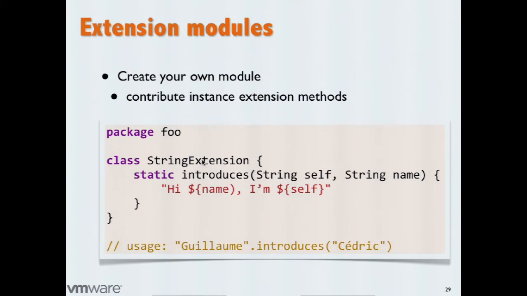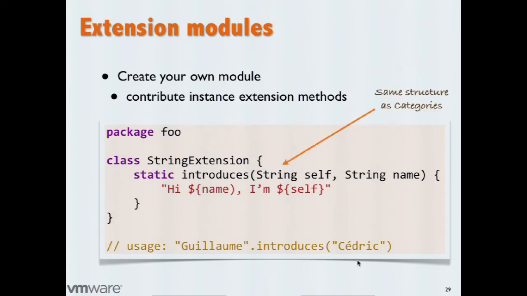So I create a class called string extension with some static methods. The first parameter is the actual type on which I add a new method, and the remaining parameters are the actual parameters that are passed to the method when I actually call it in my code. So self here is going to contain the Guillaume string, and Cédric is going to be put in the second parameter here. And then I'm returning a GString, an interpolated string, and I can replace the name and self variables, and then I'm able to use that Guillaume introduces Cédric.